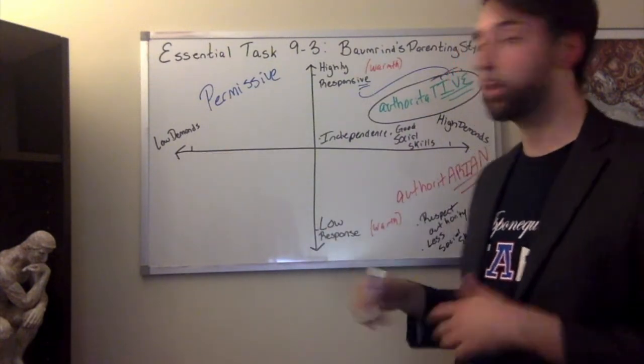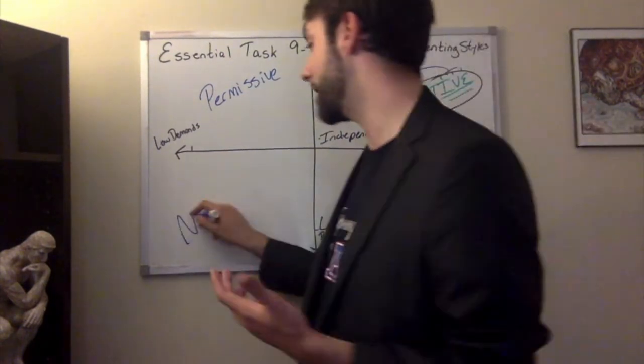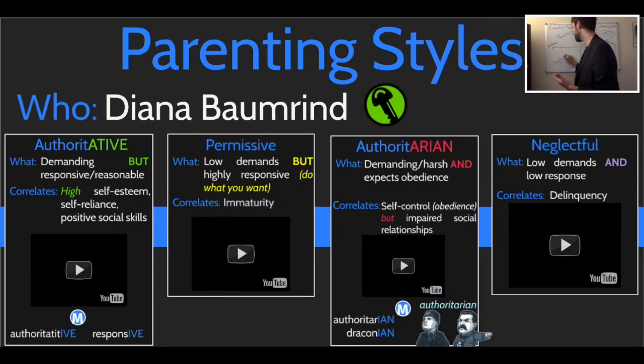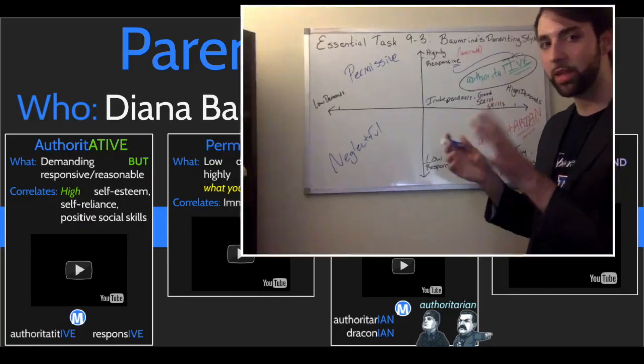The bottom corner is when we have the low on both ends. It's what we call neglectful. Neglectful parents are, of course, no demands. They're not there to tell you to go to school, to do your homework, nothing like that. But they're also not responsive to your needs. These two obviously are going to correlate to some of the more negative behaviors, things like delinquency perhaps, things like difficulty understanding and reacting to authority when you age. And again, it's just correlation. Correlation is not causation.